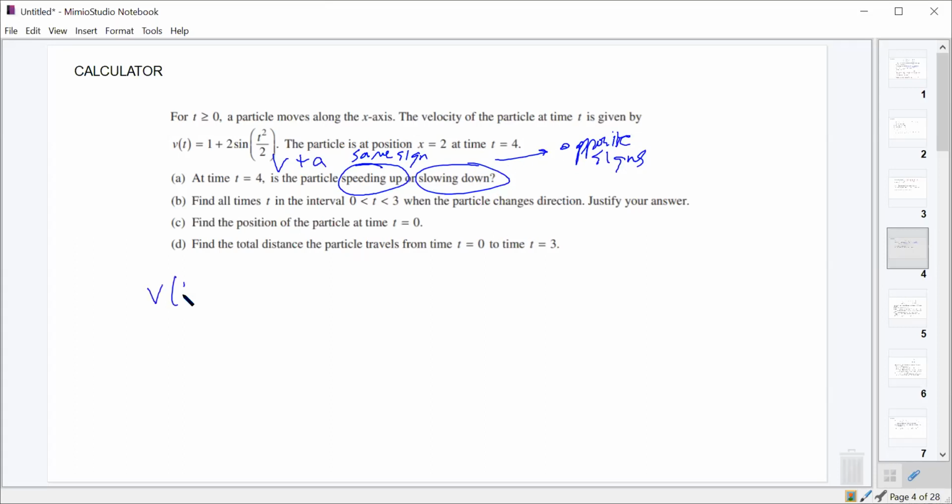So v of 4 is what? 1 plus 2 sine 2, which is what?